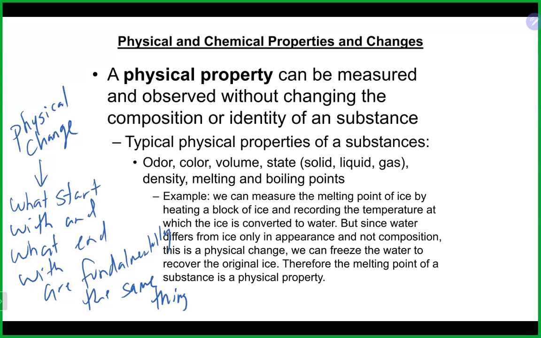So typical physical properties are things like odor, color, volume. The state, as I just mentioned, liquid to gas, are super common physical changes that you do. Density, melting points, and boiling points, again, are also physical properties and also physical changes. So physical changes a lot of times involve physical properties, like when you want to boil something, freeze something, or melt something. Those will result in a physical change.